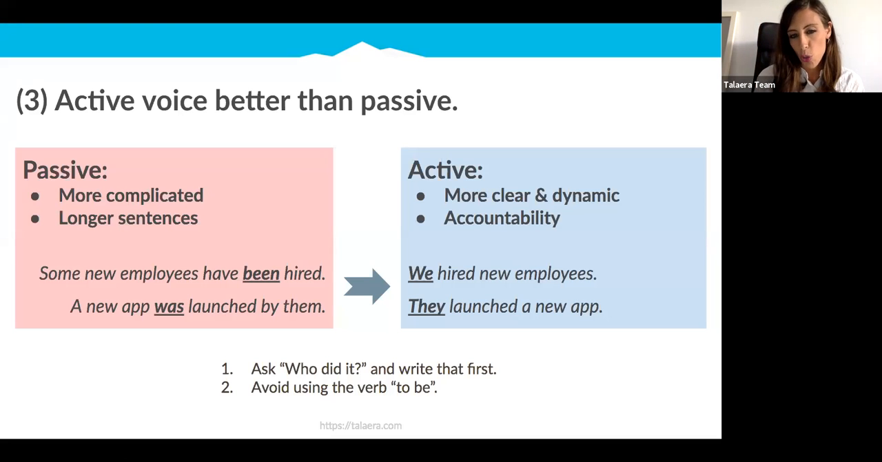If you're not too sure how to do this, there's two pretty easy tips. One is ask who did it and write that first. Some employees have been hired. Who hired them? We did. Okay, we. Or a new app was launched, but who launched it? They did. Then start with that. And then avoid using the verb to be, because that's just going to add up and it will become much longer.